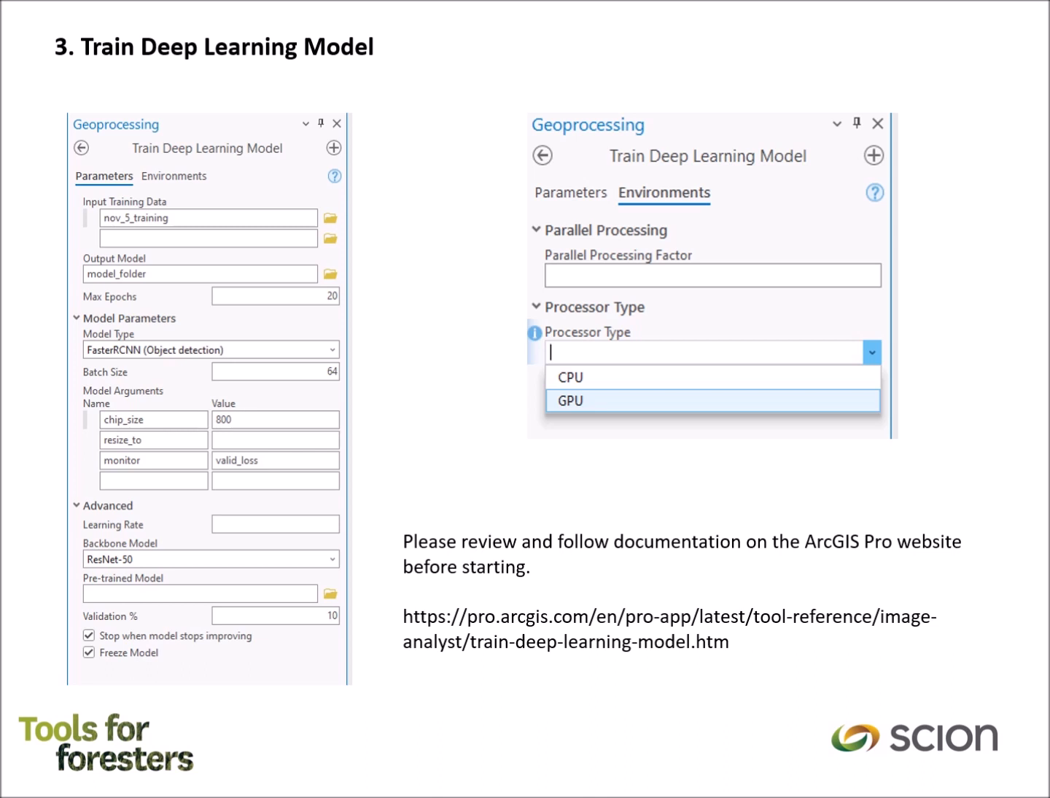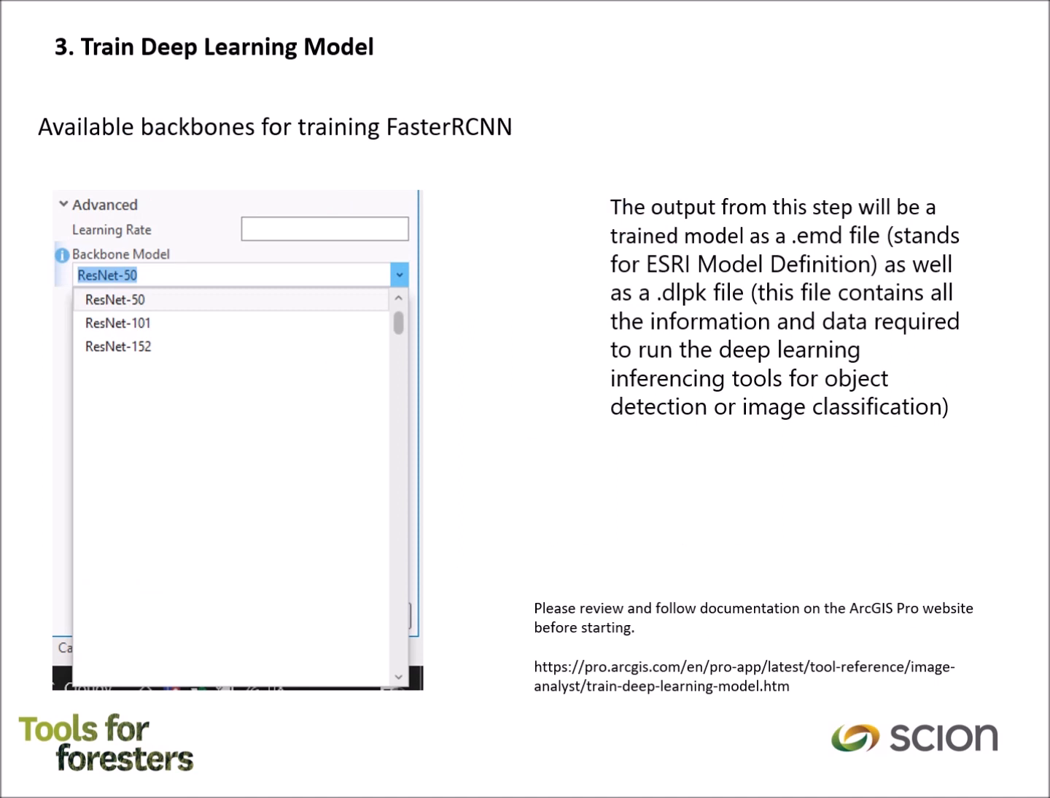A couple of available backbones for training the Faster R-CNN model: you have ResNet 50, 101, and 152. Once you populate all of these boxes, next to parameters you have environments, and you can change your processor type to GPU. Don't forget to do that. The output from this step is going to be a .emd file, EMD stands for Esri model definition, and a .dlpk file. The .dlpk has all the information to do with running the inferencing tool in the next step. Again, please review and follow the documentation on the website before you start.